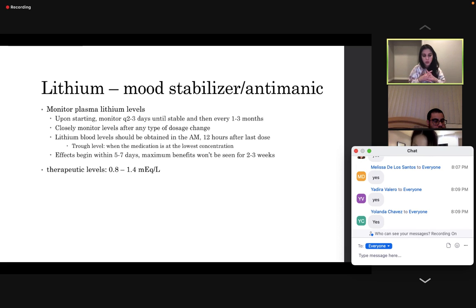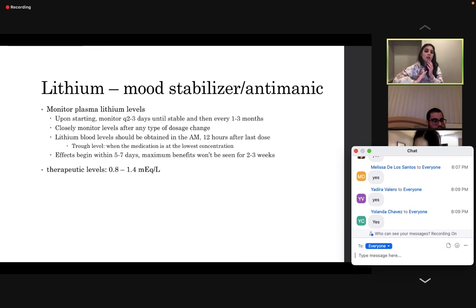Now, we use this to stabilize mood, to stabilize manic hyperactive behavior. When we start them on lithium, we're going to monitor plasma lithium levels because we want to make sure they don't reach toxicity. So upon starting lithium, we monitor this every 2 to 3 days until stable, and then once they're stable, every 1 to 3 months. If the doctor changes the dosage, we're going to monitor closely until stable and then 1 to 3 months.